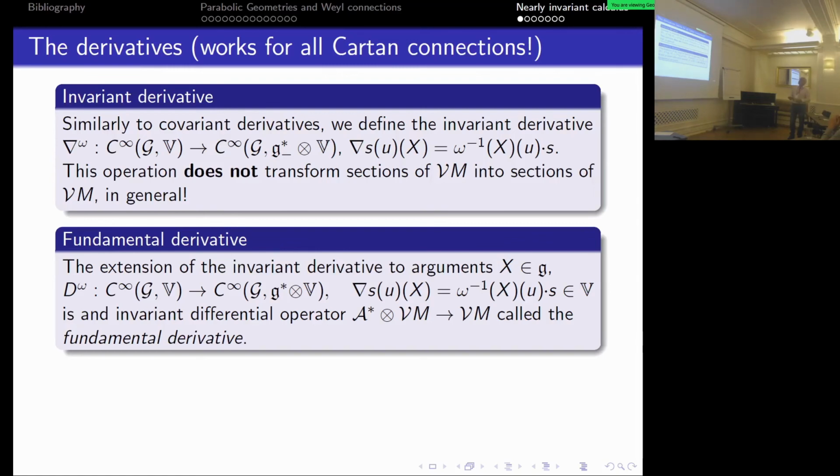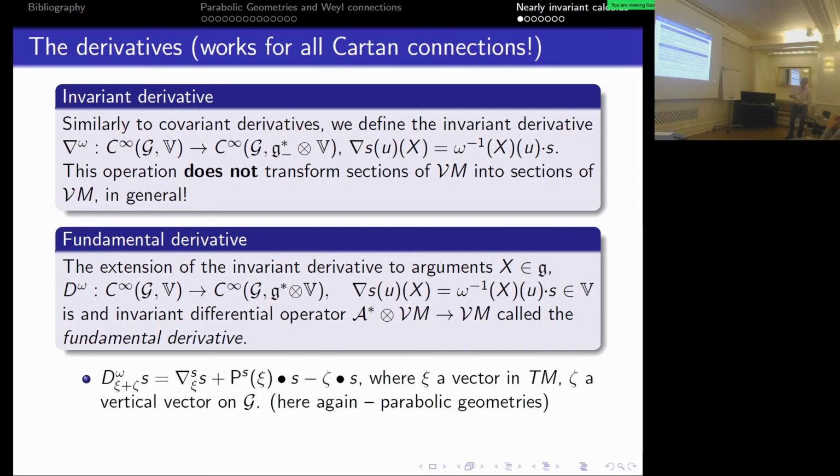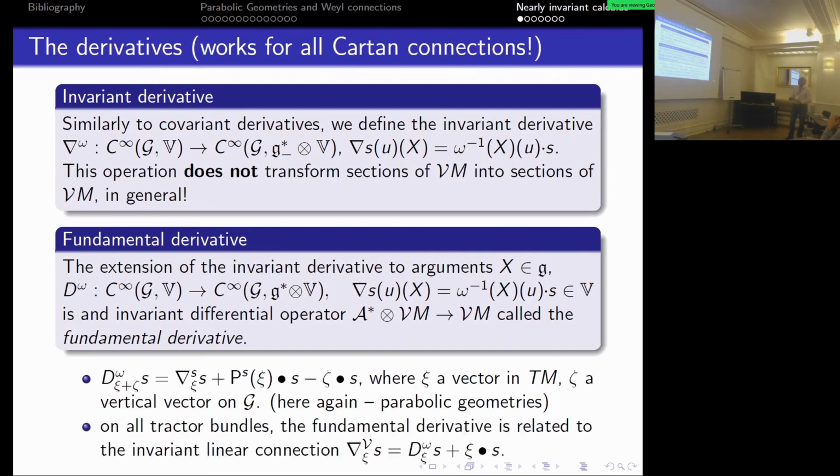The point is that if we start with something P equivariant, we still most probably land with something which is only G0 equivariant. So it will no more transform sections into sections over the manifold M. But still, it's a very nice operation which is possibly iterated, and it could be extended to something I don't have to mention here, which makes sense always.